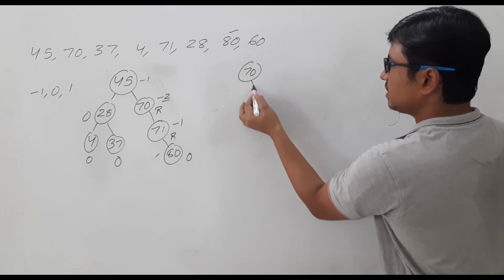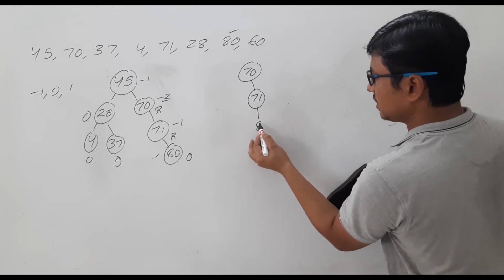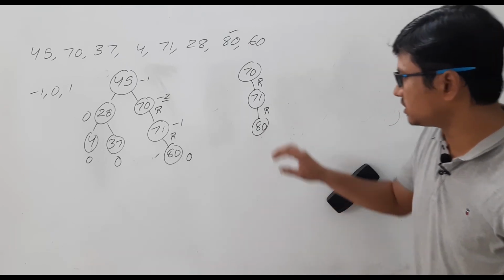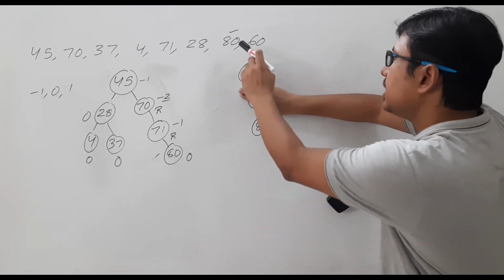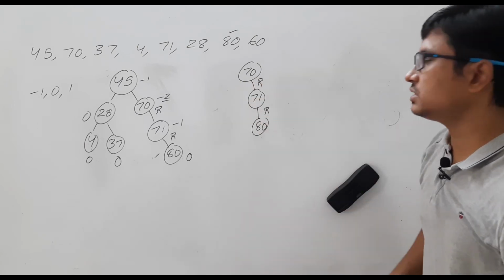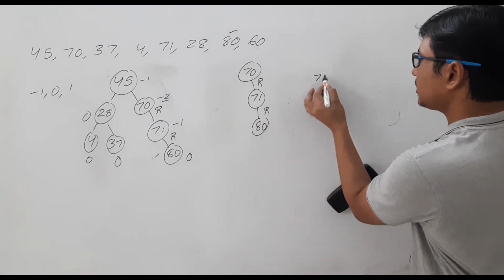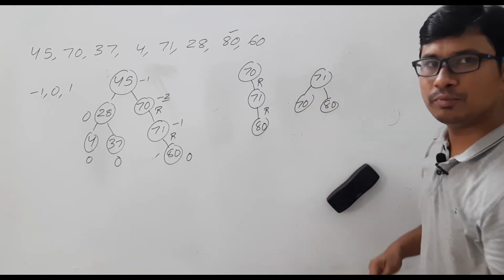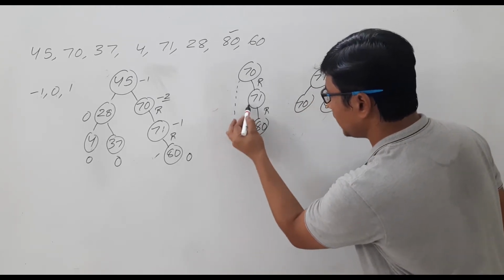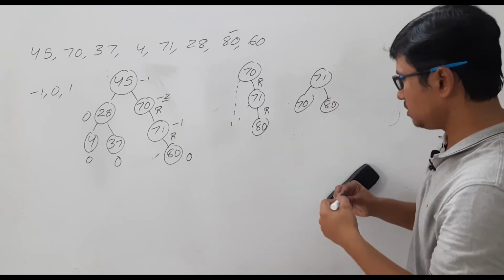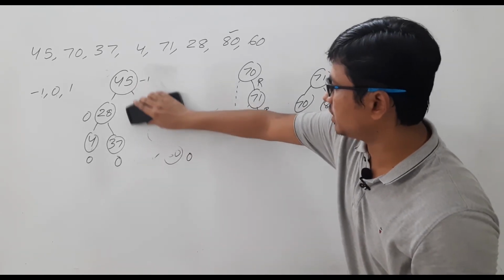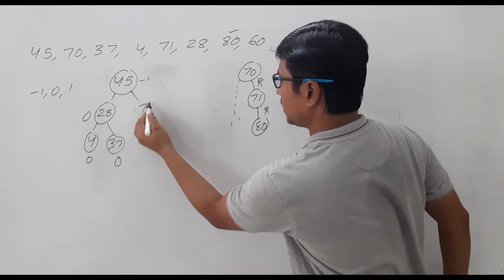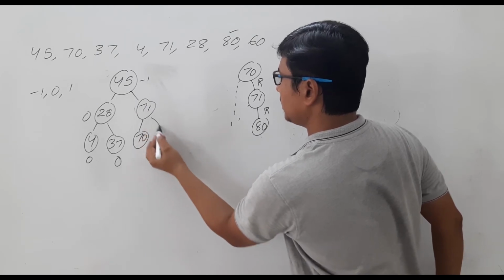So take that 70, 71, 80. You need to perform RR rotation. How you will perform RR rotation? You will hold this middle element and this 70 you will rotate towards the left side. So if you rotate it, you will get 70 here, 80 here, because if you move this one towards the left side, it will come and it will be attached here. So you need to erase this one. After performing the RR rotation, you got 71, 70 and 80.